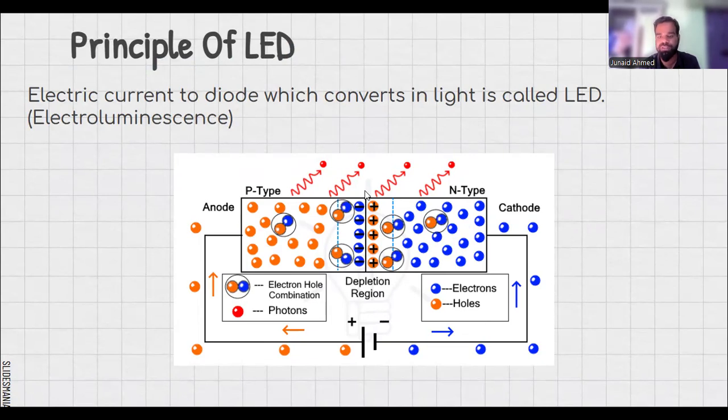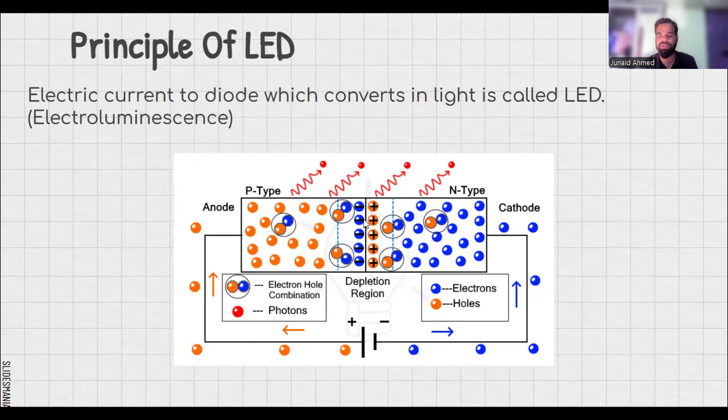The simple thing here is the N type is connected to the negative terminal of the battery, and the P type is connected to the positive terminal of the battery. The electron gets sufficient energy from the source, jumps across the depletion region, and recombines with the hole. When it recombines, it will produce light. This conversion of electric current into light is called electroluminescence.